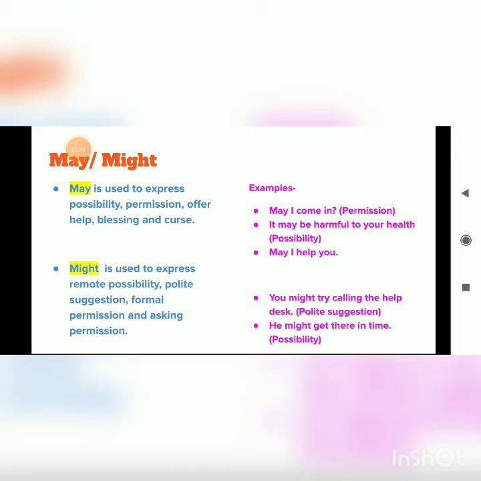Next is might. Might is used to express remote possibility, polite suggestion, formal permission and asking permission. Example: you might try calling the help desk. It is a polite suggestion. Another one is he might get there in time. It is a possibility. Moving ahead.